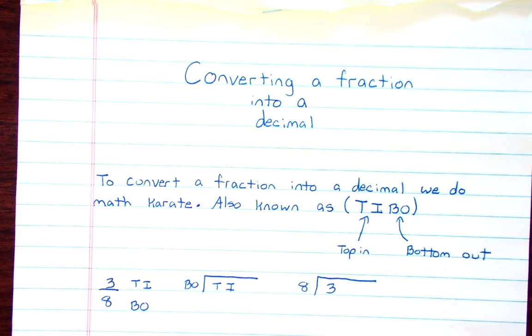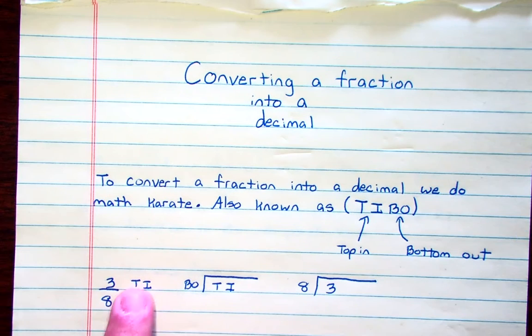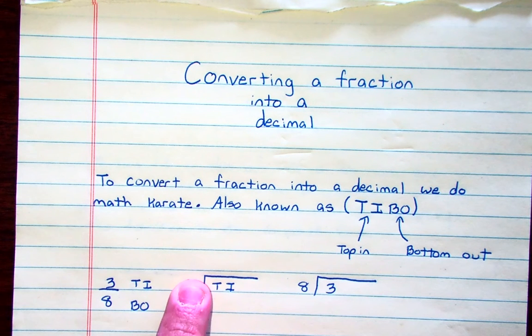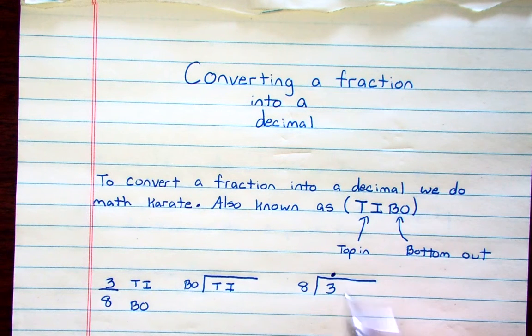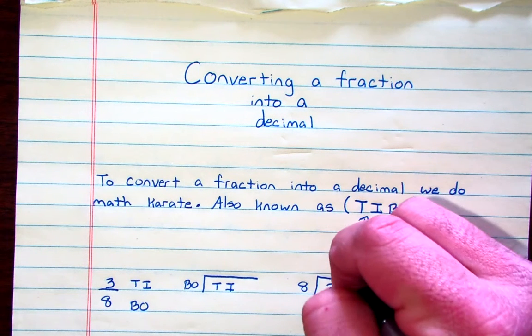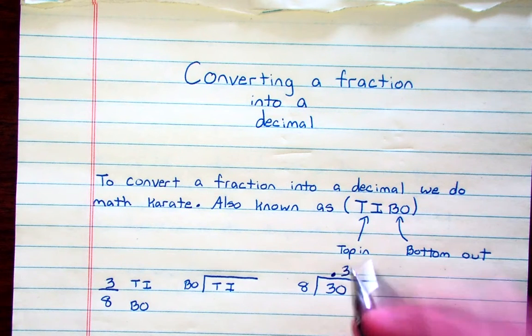So our first example, we have 3/8, and I labeled it. The top number goes inside. The bottom number goes outside, just like what we see here. And then we just do straight division. Can 8 go into 3? No, it cannot. So you put your decimal up top. Add your 0 behind the 3. Now 8 can go into 30 3 times. 3 times 8 is 24.